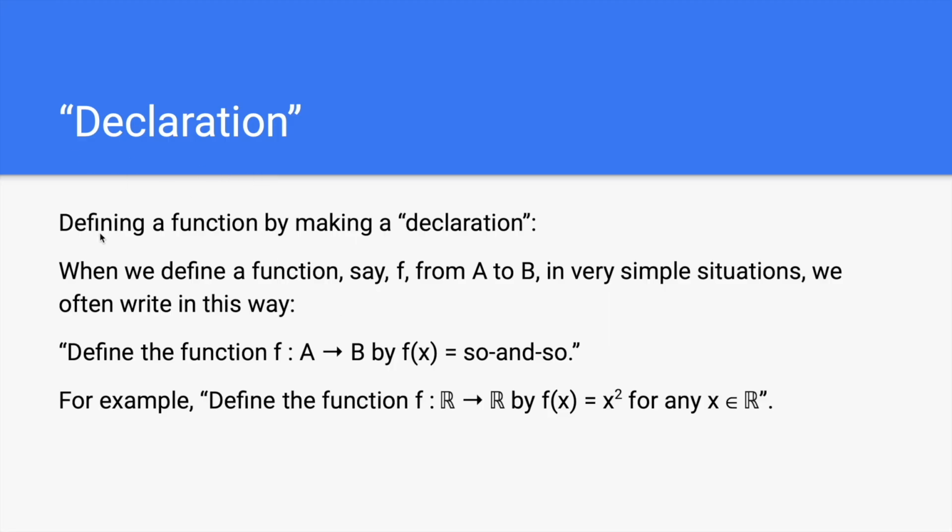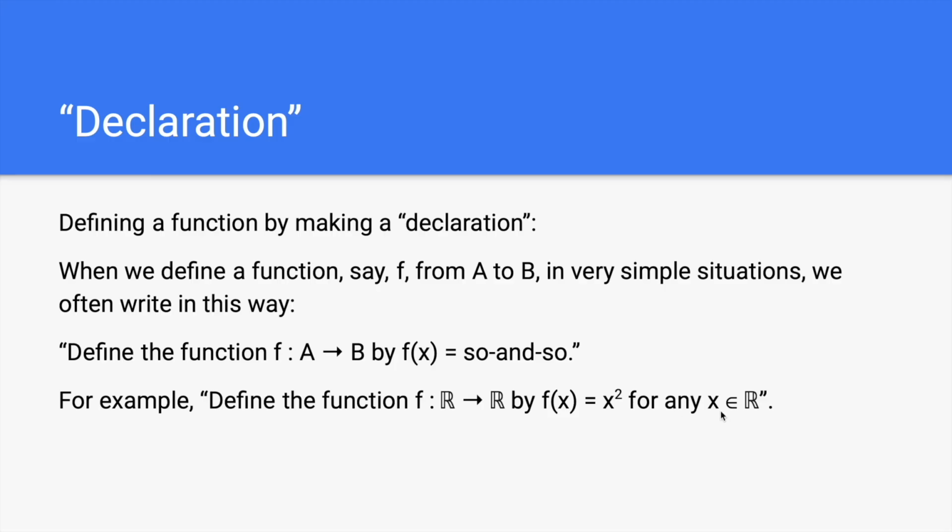Declaration. We can define a function by making a declaration. When we define a function, say f from A to B, in very simple situations, we often write in this way: define the function f from A to B by f(x) equals so and so. For example, define the function f from R to R by f(x) equals x squared for any x belonging to R.